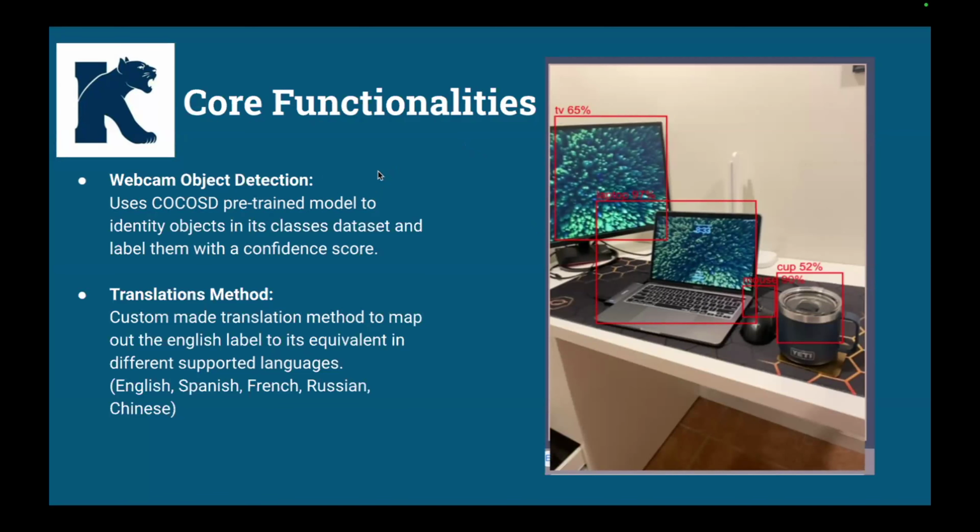And the good thing about pre-trained models is you could always add on top of it, allowing for versatility for specific uses. So in order to translate the labels, we came up with a custom-made translation method, which maps out the English label to its equivalent in the supported languages that we included, which are English, Spanish, French, Russian, and Chinese.